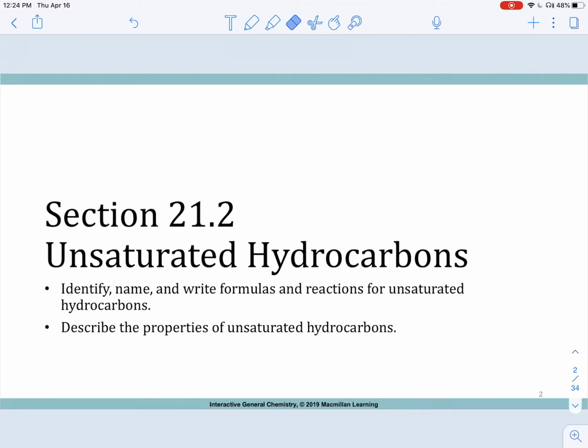Welcome back, Gen Chem, to the next section of our organic chemistry excursion. We are at 21.2, unsaturated hydrocarbons.